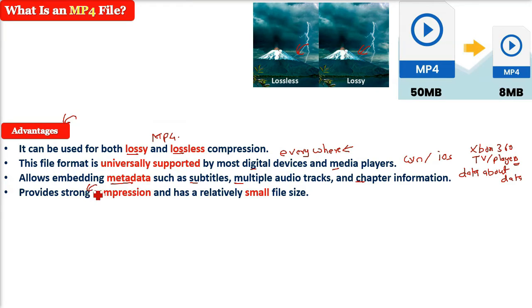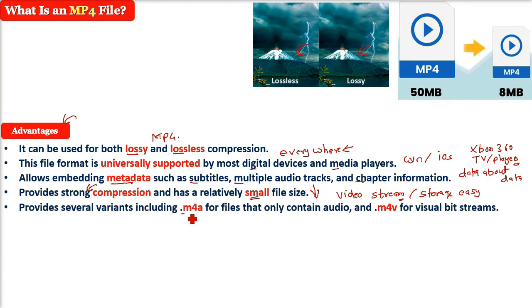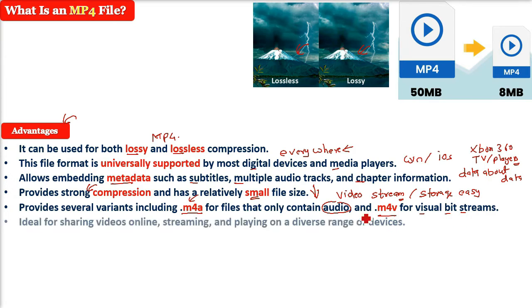MP4 provides strong compression and has a relatively small file size, making it highly suitable for video streaming and large-scale video storage. MP4 also provides several variants, including .m4a for files that only contain audio, and .m4v for visual bit streams. MP4 is ideal for sharing videos online, video streaming, and also playing on a diverse range of devices. So what are the cons or downsides of using MP4?